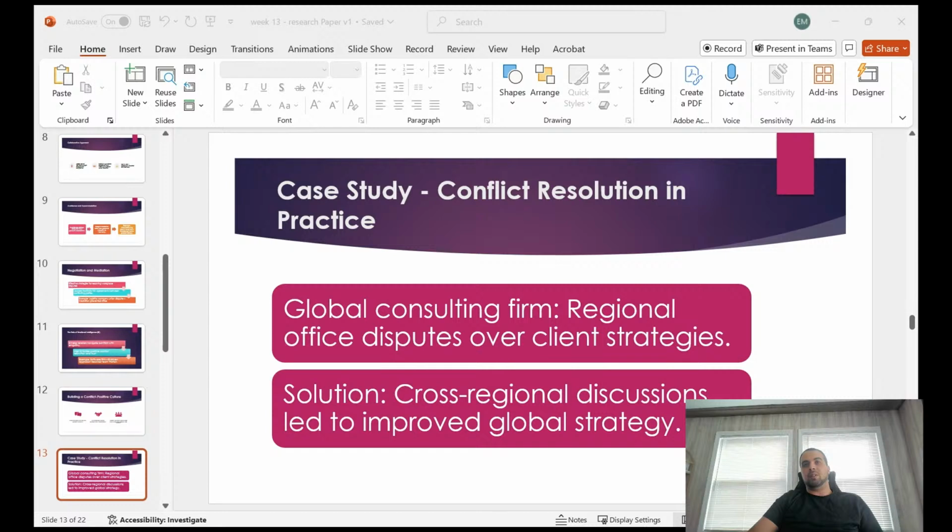To illustrate these principles in action, we're going to talk about a case study in a global consulting firm. Regional offices often clashed over client acquisition strategies. The servant leader facilitated discussion between offices, encouraging them to share best practices and align on a unified strategy. This not only resolved the conflict, but it strengthened the firm's approach to global business development.